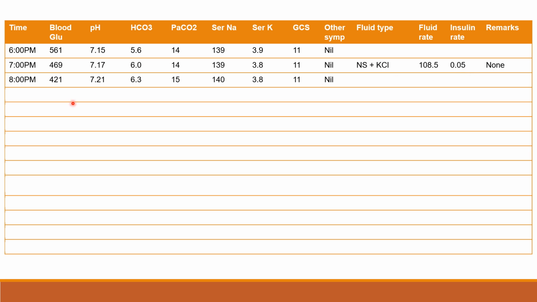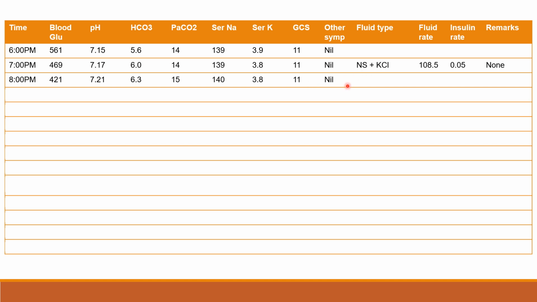So suppose at 8 p.m. RBS is decreasing, pH is increasing, bicarbonate is improving, PaCO2 is improving, sodium is increasing as expected. We have understood the concept of pseudo hyponatremia. Potassium is normal, GCS is same.